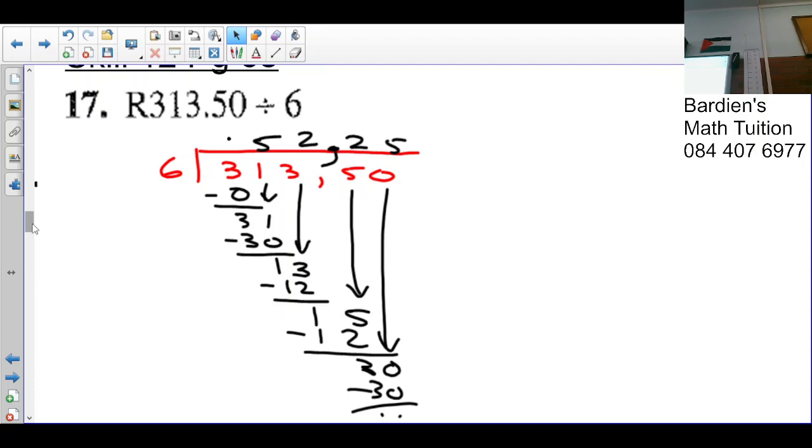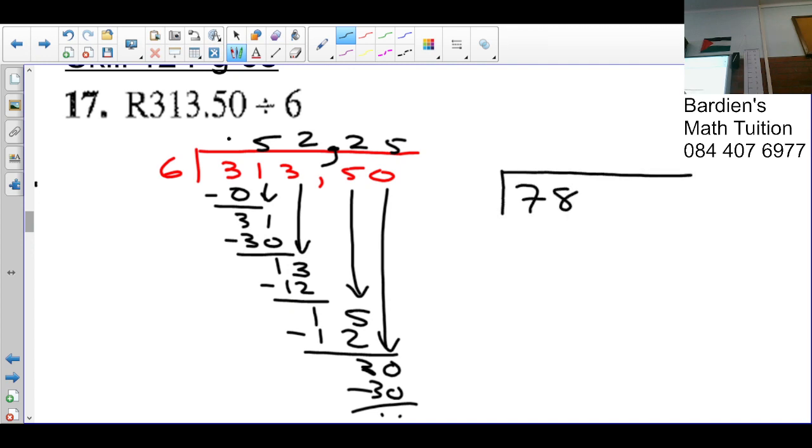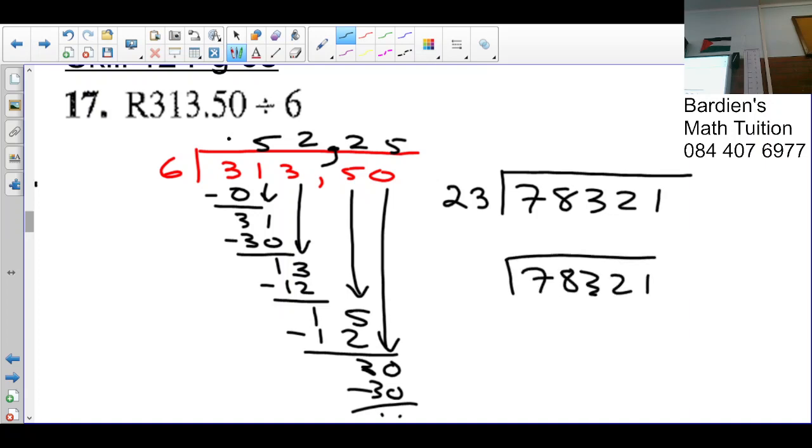The sum I want you guys to divide is 78321 divided by 23. The same number, 78321, we divided by 73. Now can you put another zero here? Just make it exciting.